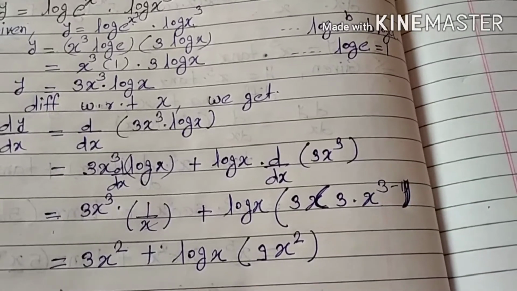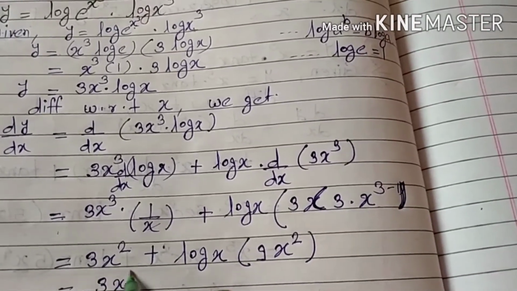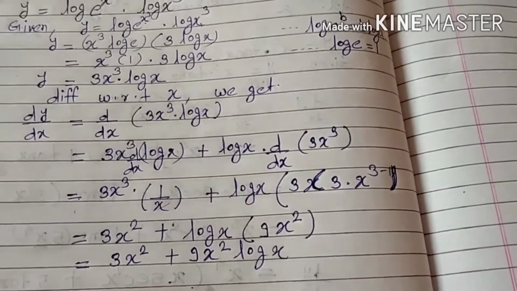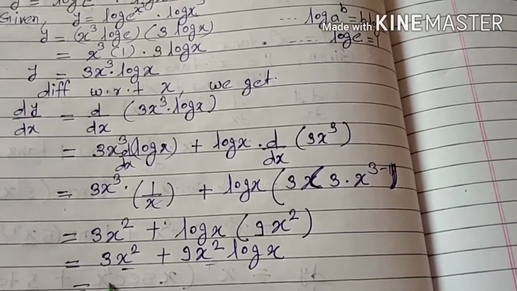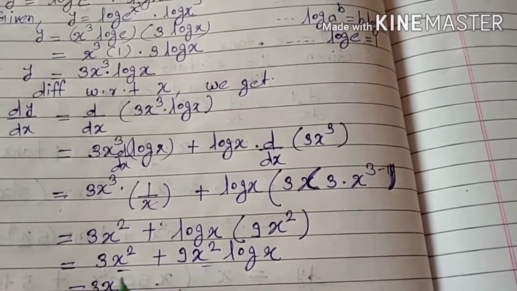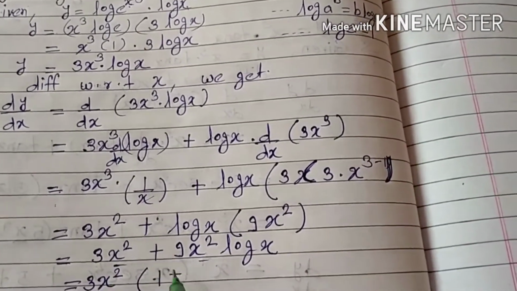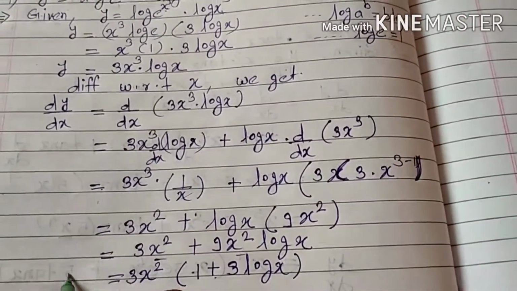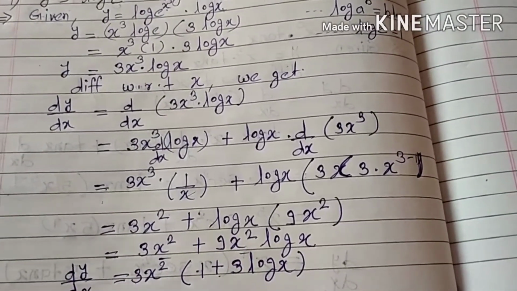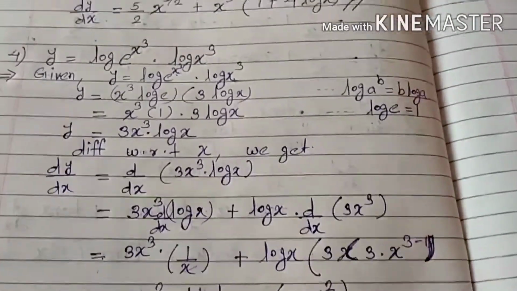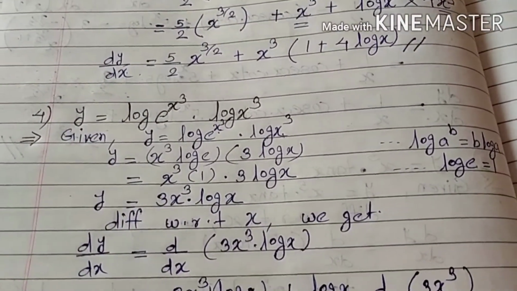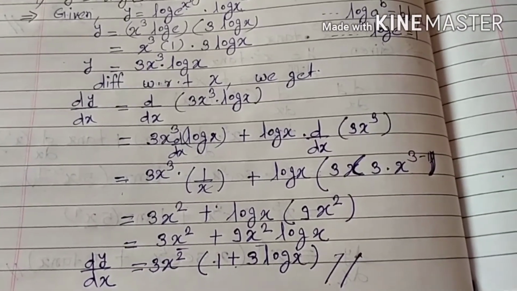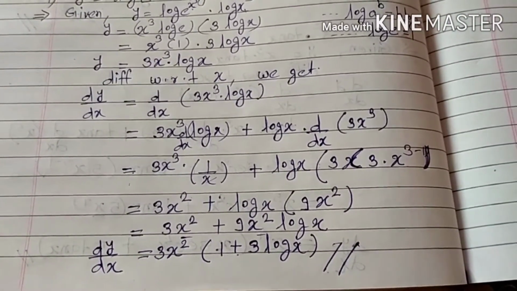So our answer is 3x square plus 9x square into log x. Now take x square common here, so 3x square common, so it is 1 plus 3 log x. This is our dy upon dx. Observe the example. First we use here rules of logarithm and then we take differentiation.